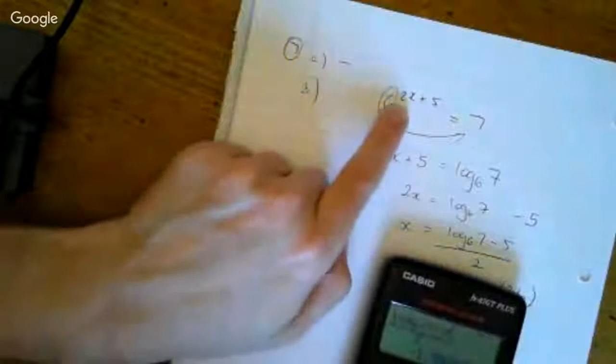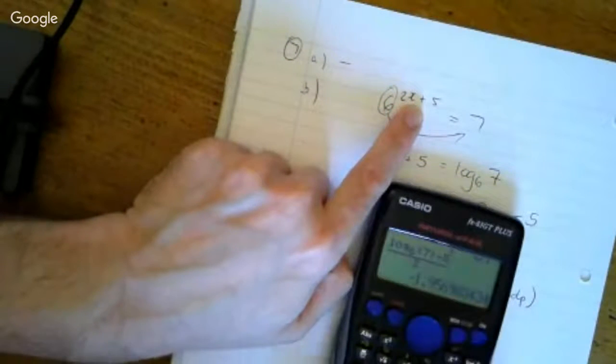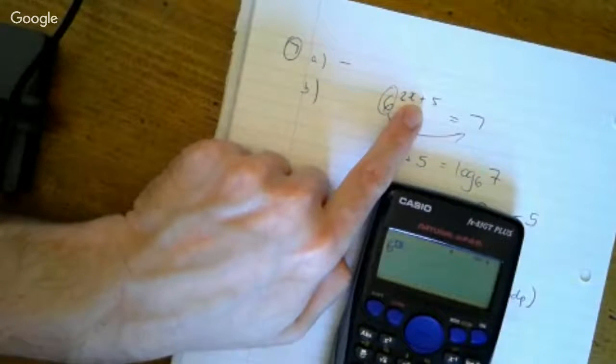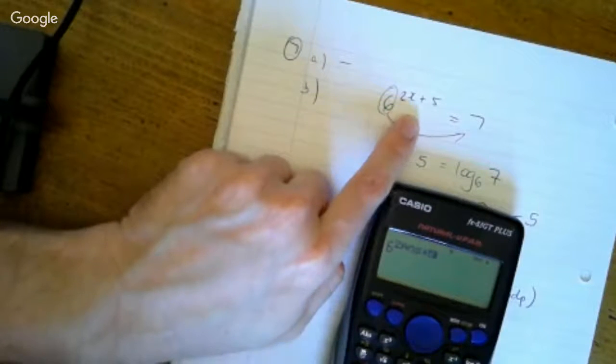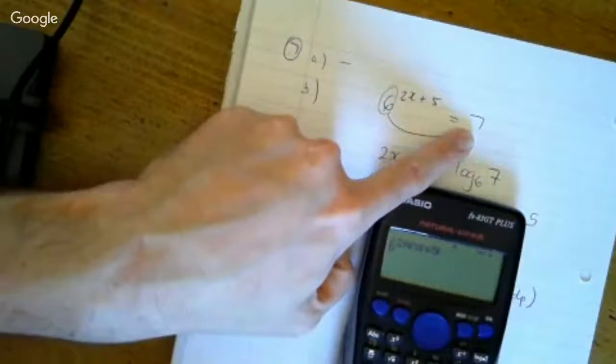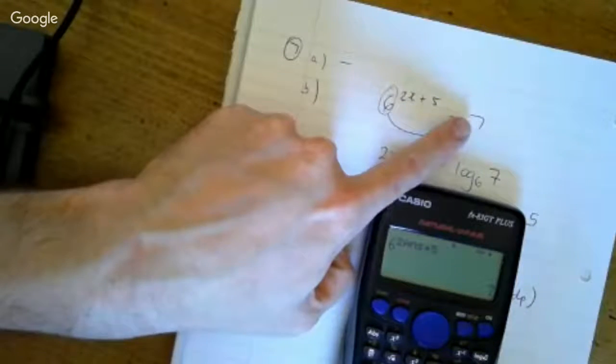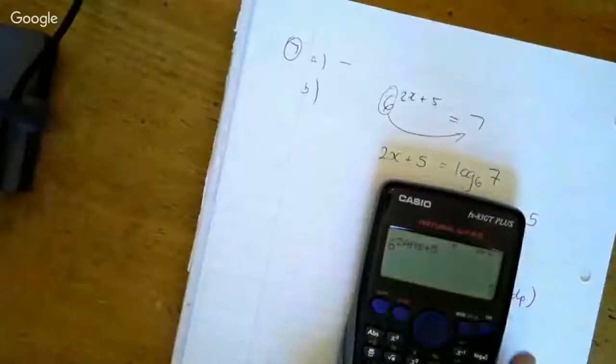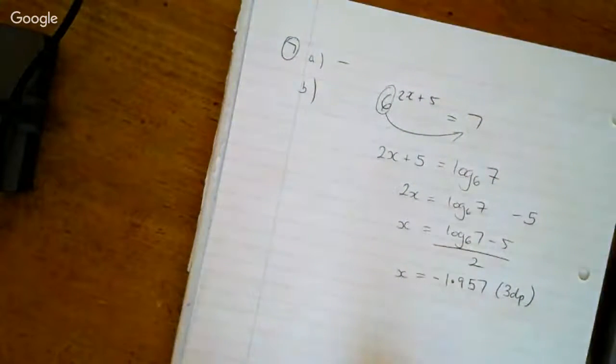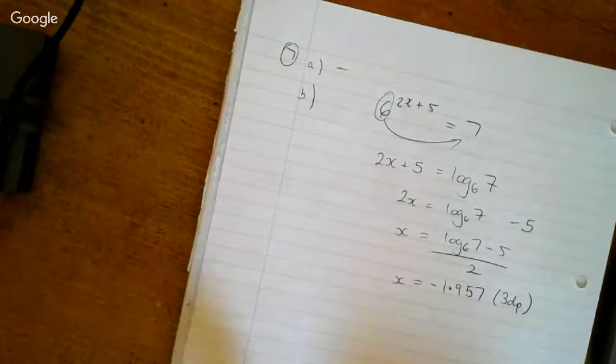It was 6 to the power of 2x plus 5, so if I do 6 to the power of 2x plus 5, guess what my answer should be? It should be 7. If it's not, I've done it wrong. It's 7. I know I'm right. I'm leaving the exam saying, right, I've got those 3 marks. Okay. Over the page then, question 8.